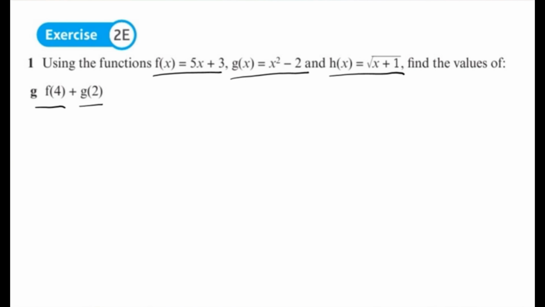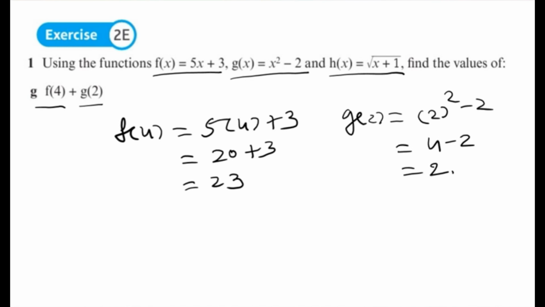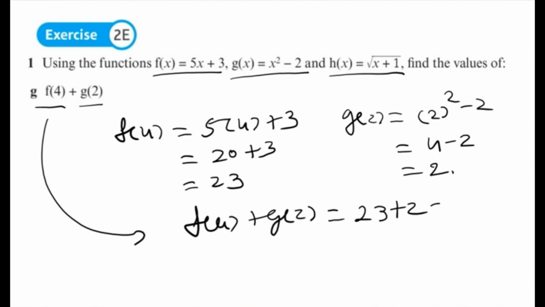To do this question, first we have to substitute the value in f(4). That means whenever there is an x, I have to put 4. So my x is 4 here. When you simplify, 20 plus 3 will give you 23. Now we are finding g(2). So that means 2 squared minus 2, 4 minus 2, 2. Now put in this equation, f of 4 plus g of 2 is equal to 23 plus 2, which will give you 25. So this is our answer for this question.